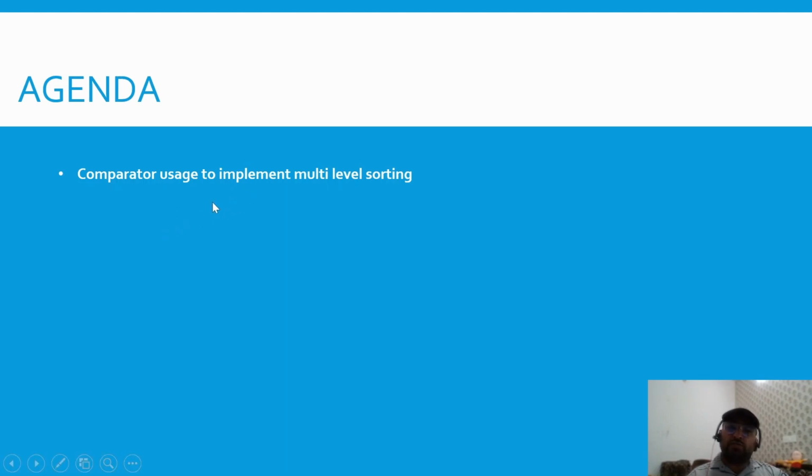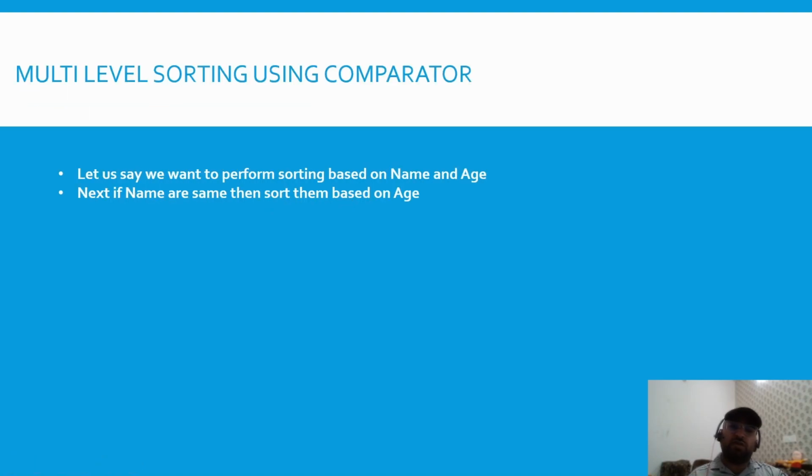So in our last lecture, we discussed how we can implement sorting for each parameter. But in today's case, we'll try to understand how we can utilize comparator to implement multi-level sorting. So for that, we need to understand what multi-level sorting is. So let us try to understand the same.